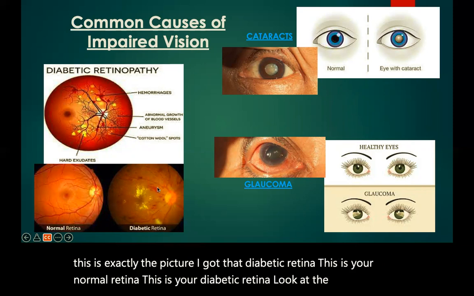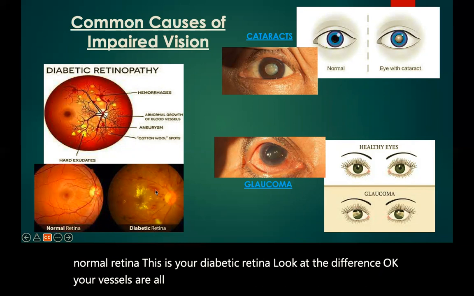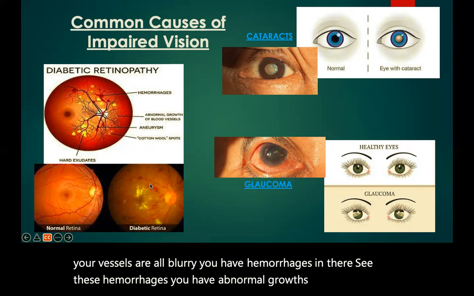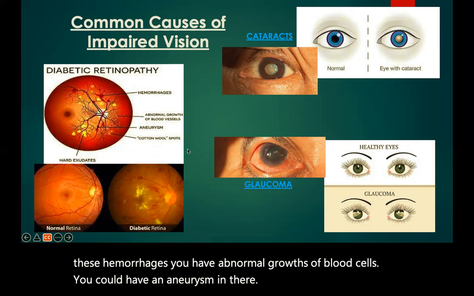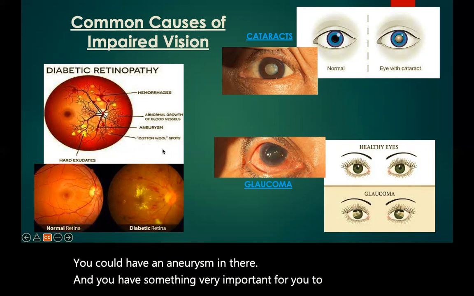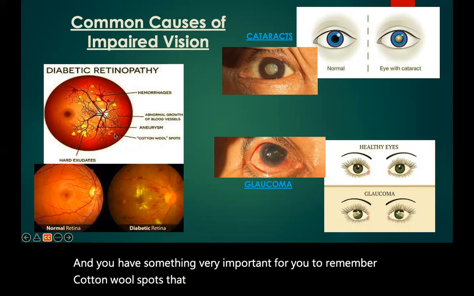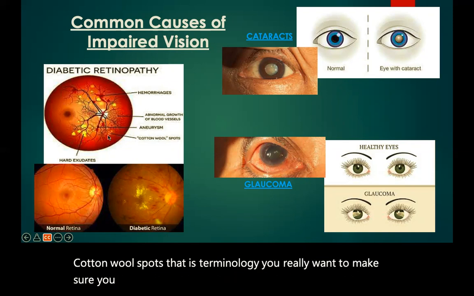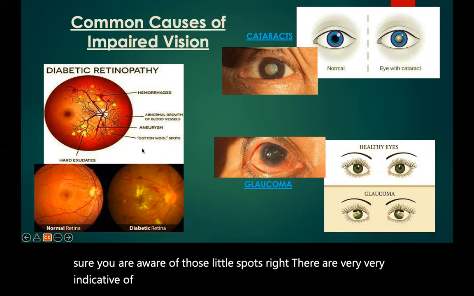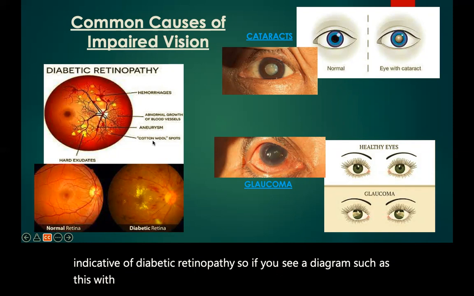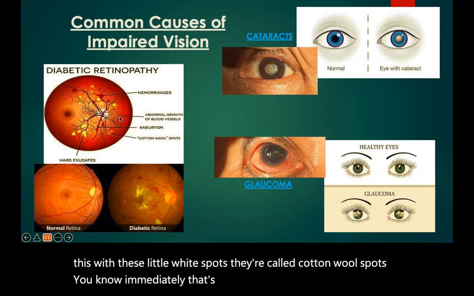Your vessels are all blurry. You have hemorrhages in there. See these hemorrhages? You have abnormal growths of blood vessels. You can have an aneurysm in there, and you have something very important for you to remember, cotton wool spots. That is a terminology you really want to make sure you are aware of. Those little spots right there are very, very indicative of diabetic retinopathy. So if you see a diagram such as this with these little white spots, they're called cotton wool spots, you know immediately that's diabetic retinopathy.